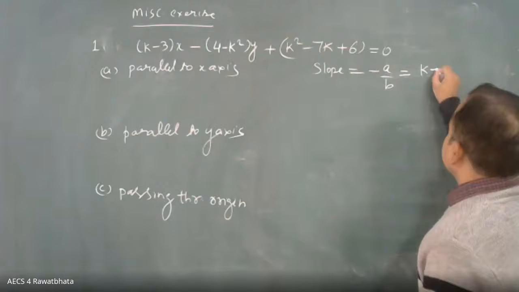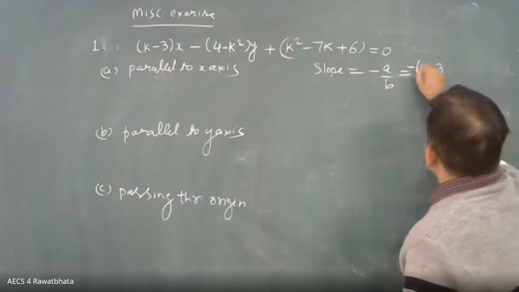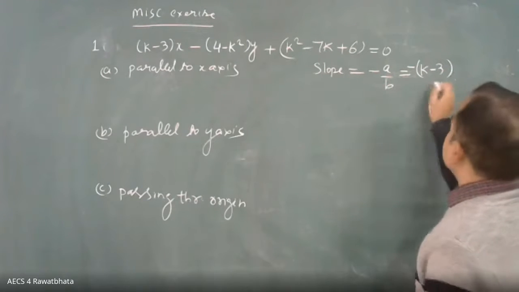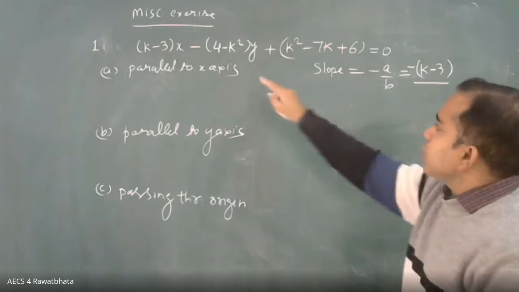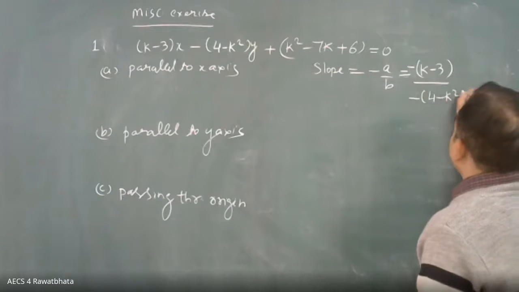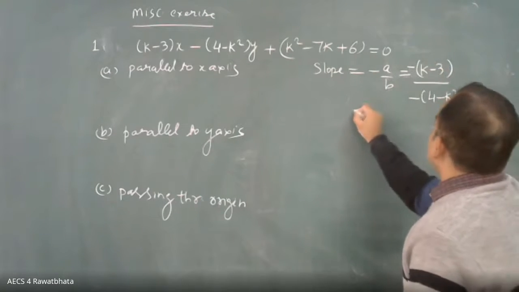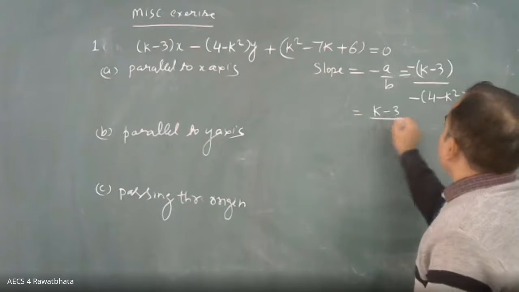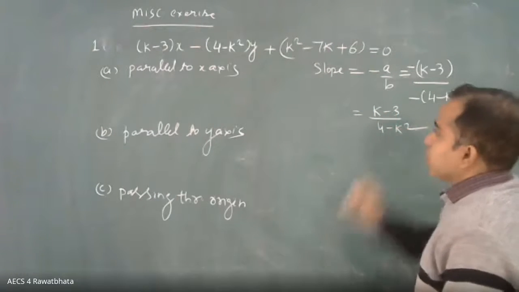K minus 3 divided by 4 minus k square. Exactly. A value is k minus 3 upon b. B is minus of 4 minus k square. Minus minus cancelled, and this is k minus 3 upon 4 minus k square.